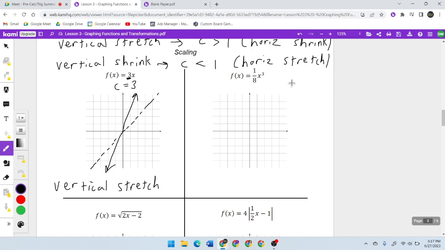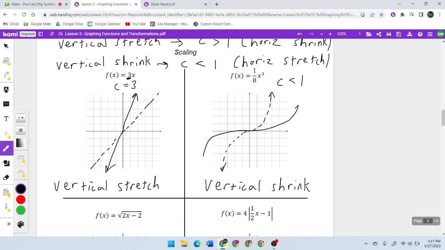Next, we have the 1/8. As you know, 1/8 is less than 1. That means it's going to be our vertical shrink, or you can call it a horizontal stretch if you want. And once again, I'm going to give as a dotted line the parent function, which is x cubed. And then for the horizontal stretch or the vertical shrink, I'm going to make it look like this.